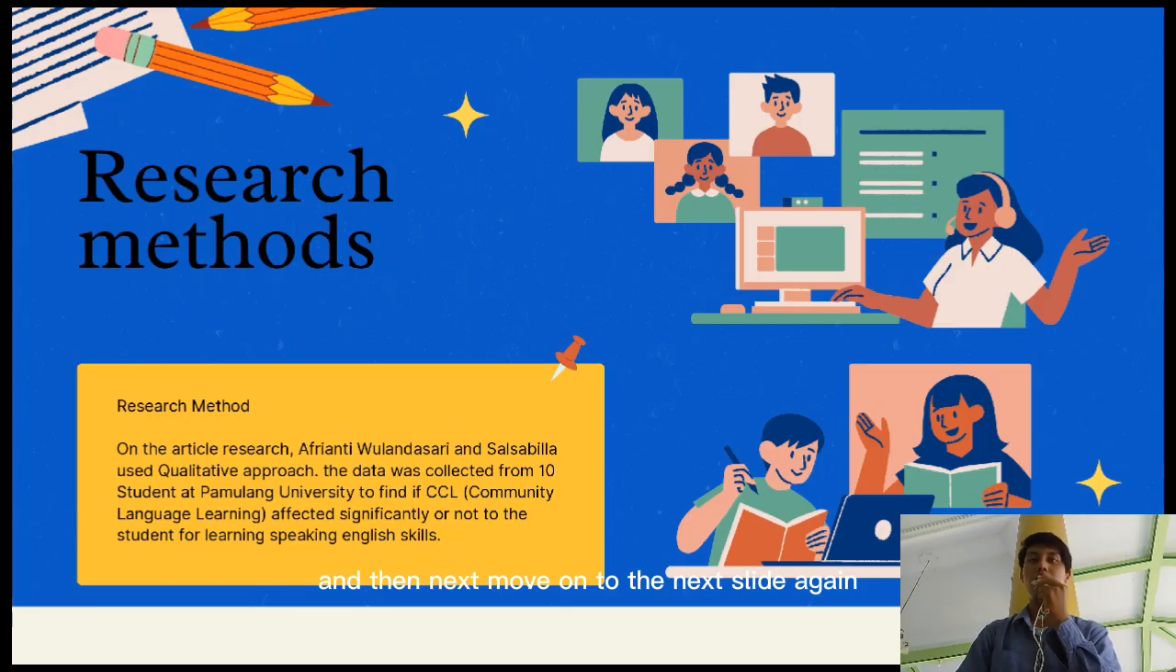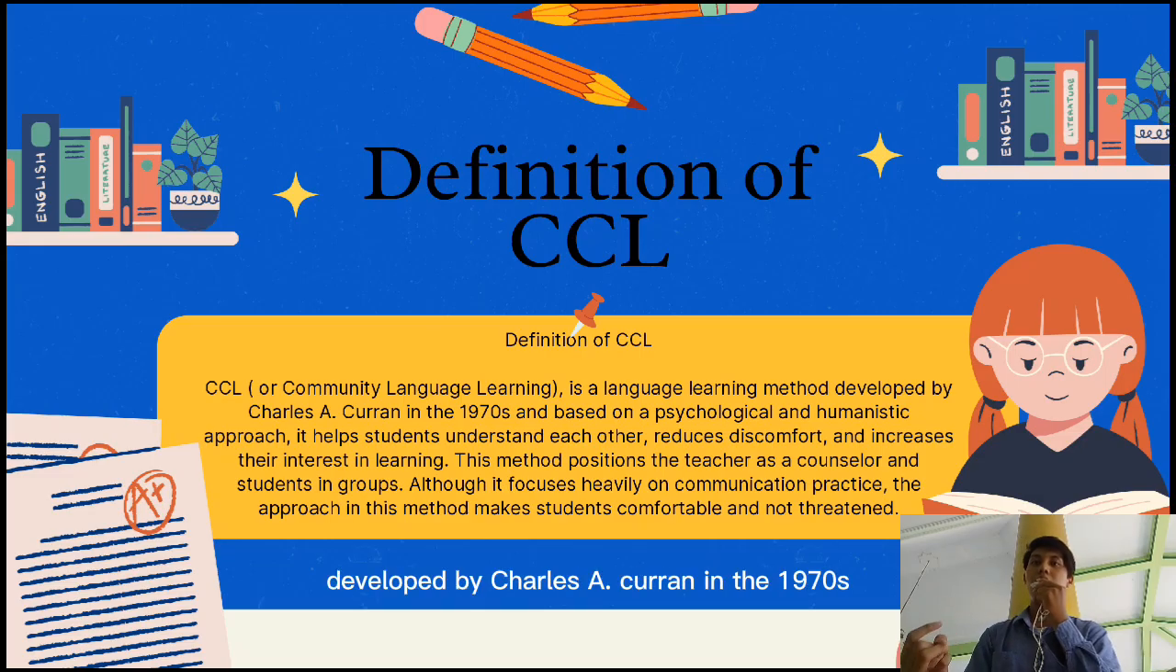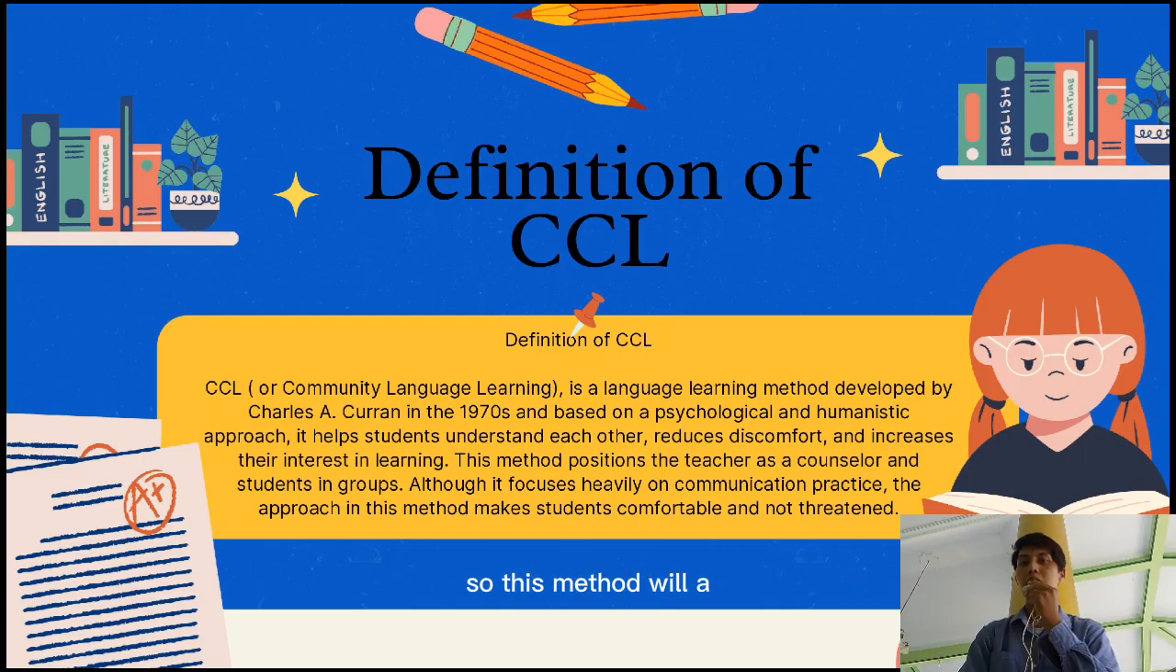And then next, move on to the next slide. Definition of CCL. What is CCL? CCL, or Community Language Learning, is a language learning method developed by Charles A. Curran in the 1970s and based on a psychological and humanistic approach. It helps students understand each other, reduce discomfort, and increase their interest in learning. This method puts students in groups to discuss with their own friends, so they will not feel awkward or afraid when the teacher uses this method to teach them.